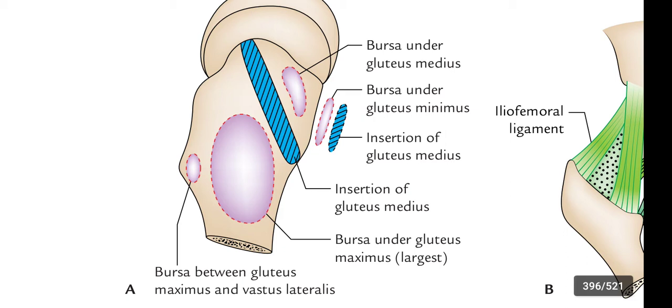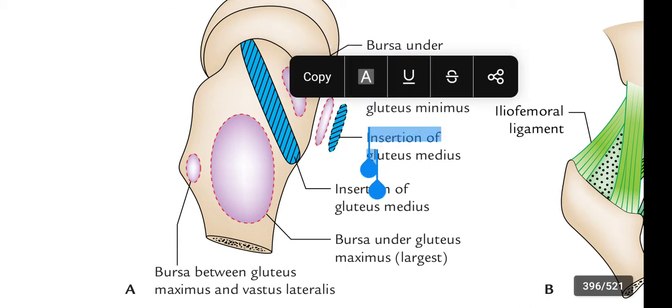See this figure, guys. This figure shows the bursae. This is the bursa between the gluteus maximus and vastus lateralis. This is the bursa under the gluteus maximus, which is the largest bursa. And this is the bursa under gluteus medius. This is the bursa under gluteus minimus.